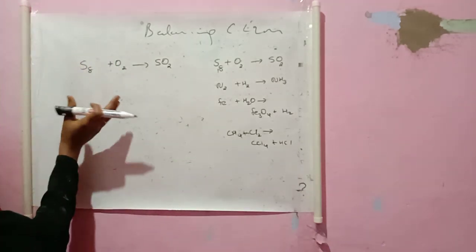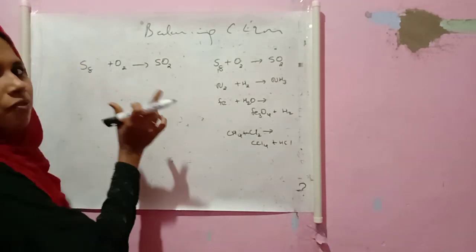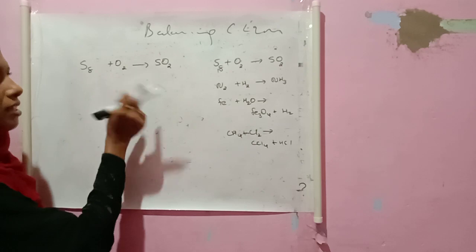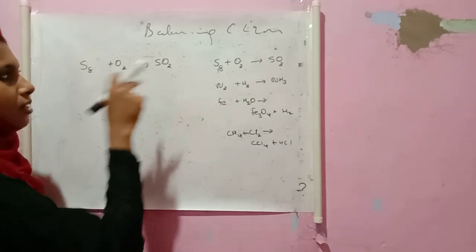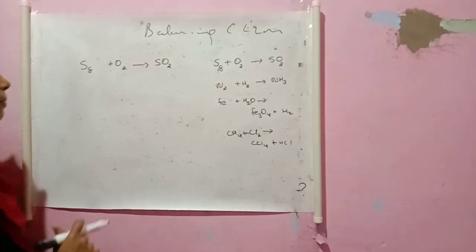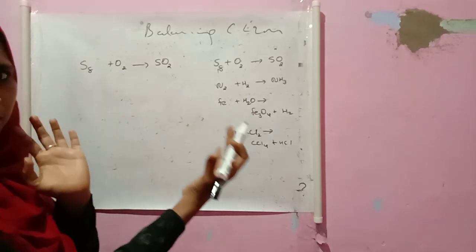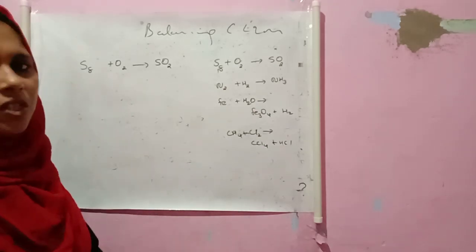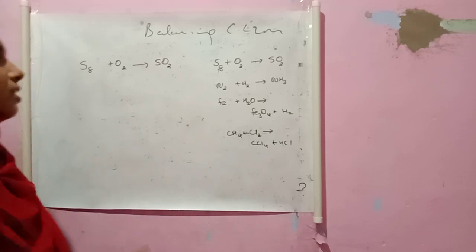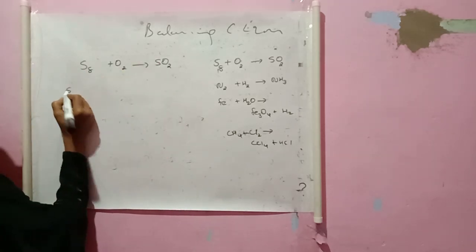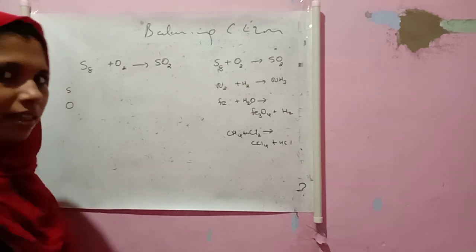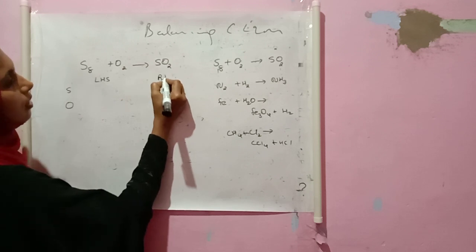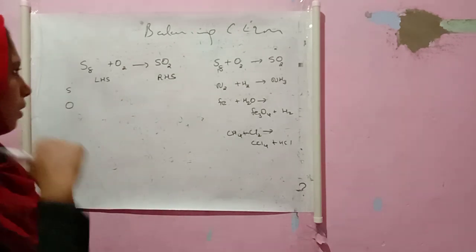Now, on the left hand side, the compounds which are reacting with each other are known as reactants, and the newly formed compound, which is indicated by the arrow mark, is known as what? Product. These are all familiar to you, and I'm starting to balance this chemical equation. For that I am writing the atoms which participate in this reaction: sulfur and oxygen. In the LHS we write the number of particles, and in the RHS we write the number of particles.